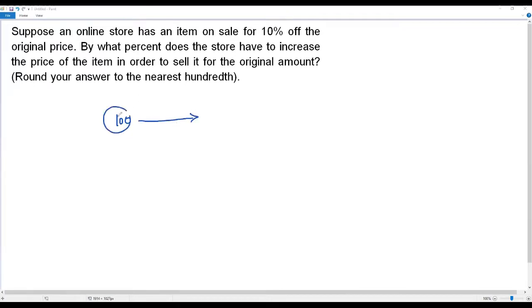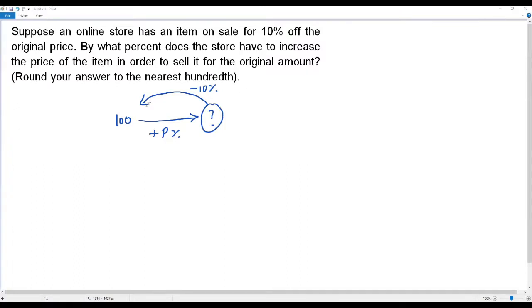I assume this original price $100 is increased by P percent. Then we get some value over here. This is called the increased price. Now they give 10% off on the increased price. That means they are going to decrease this increased price by 10%. When the increased price decreases by 10%, that has to be equal to the original price, because the question clearly says the store sells it for the original amount.